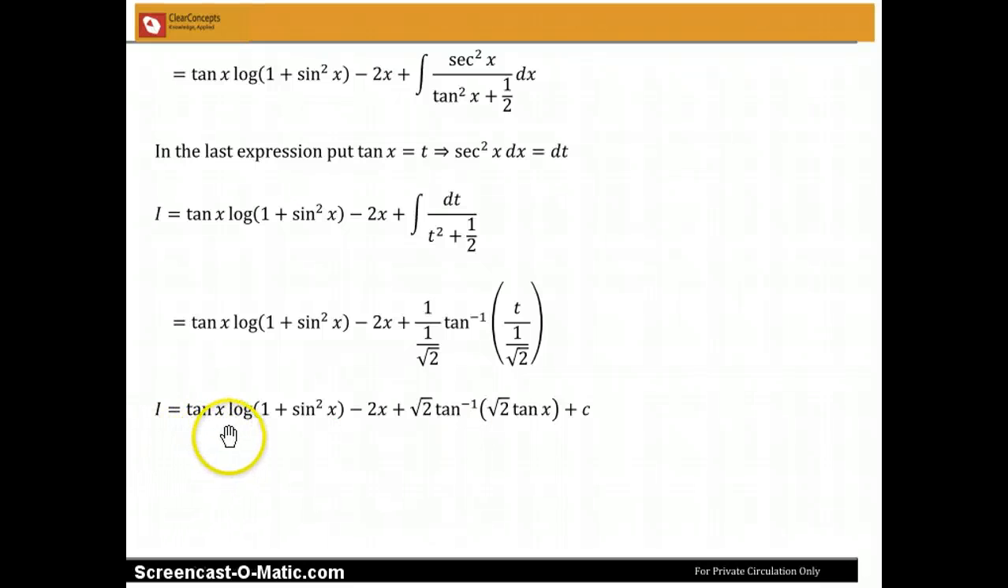And then just simplifying everything and replacing t with tan x, we get I is equal to tan x log 1 plus sine squared x minus 2x plus root 2 tan inverse of root 2 tan x, and then we add the integration constant.